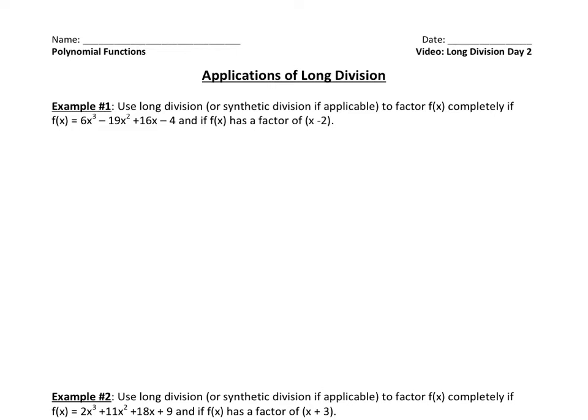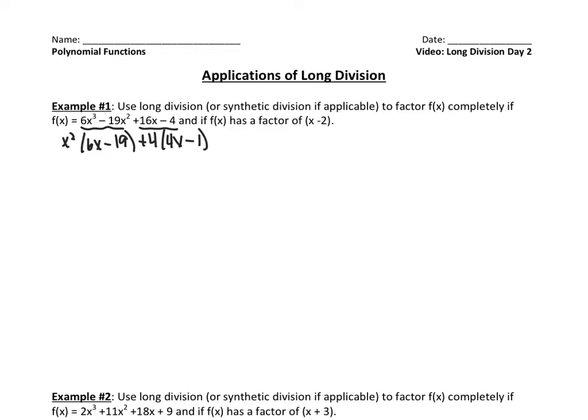Well, some of you might be thinking, if I want to factor something completely, why can't I just use the factoring methods that we've learned before? So let's just try that. This function f of x is 4 terms, so we would attempt to factor by grouping. Out of the first 2 terms, a GCF is x squared, and we'd be left with 6x minus 19. And then a GCF of the second 2 would be 4, and we'd be left with 4x minus 1.